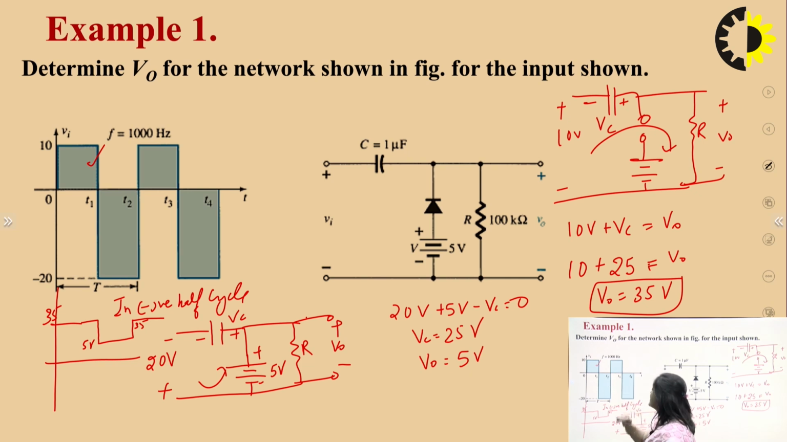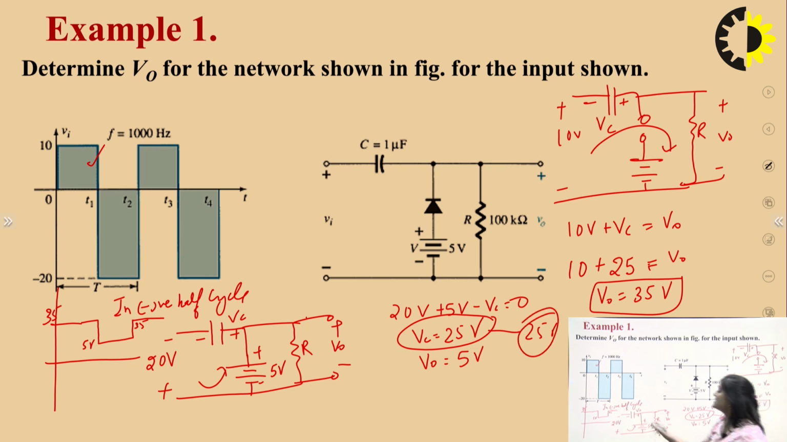And this is a square waveform, this is also a square waveform, and the DC level will be given by the value of the VC, that is 25 volt. And this capacitor is from minus to plus, so it will be at the positive axis. So DC level is this 25 volt. Now this has been shifted to the positive axis and by the magnitude 25 volt.